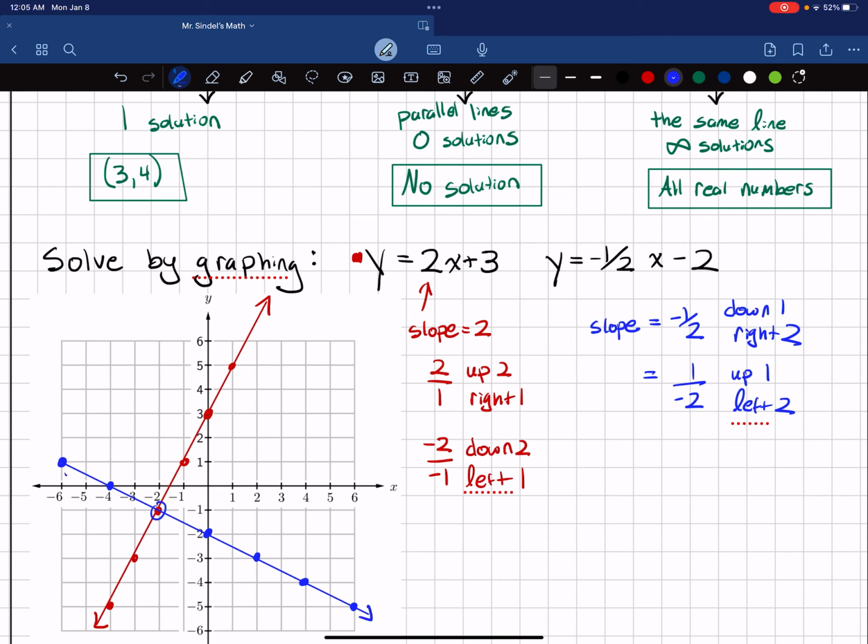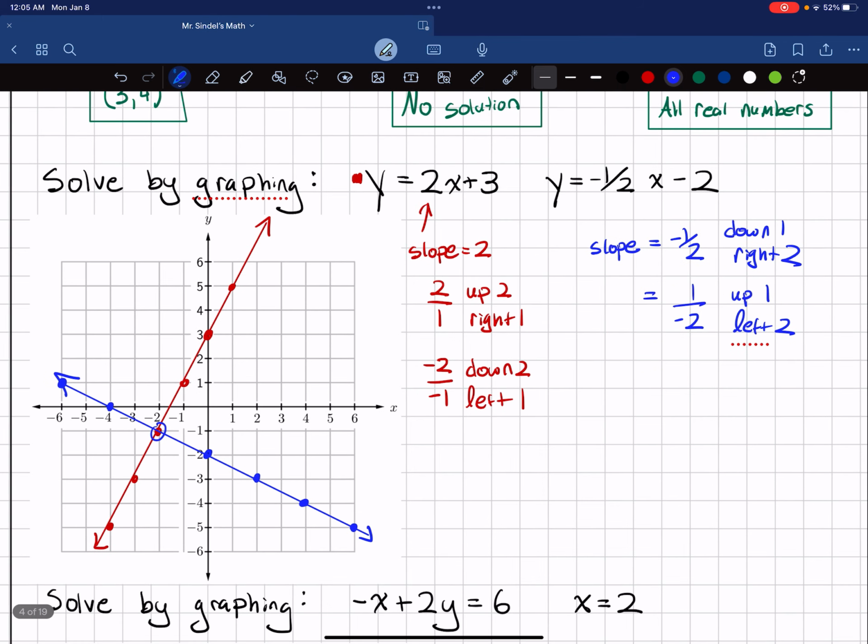And I can see where those two lines intersect. They have crossed at one point. So whenever I have 1 point, I say, okay, the answer is at (-2, -1). So the answer is (-2, -1) for my final answer, which I will then box.